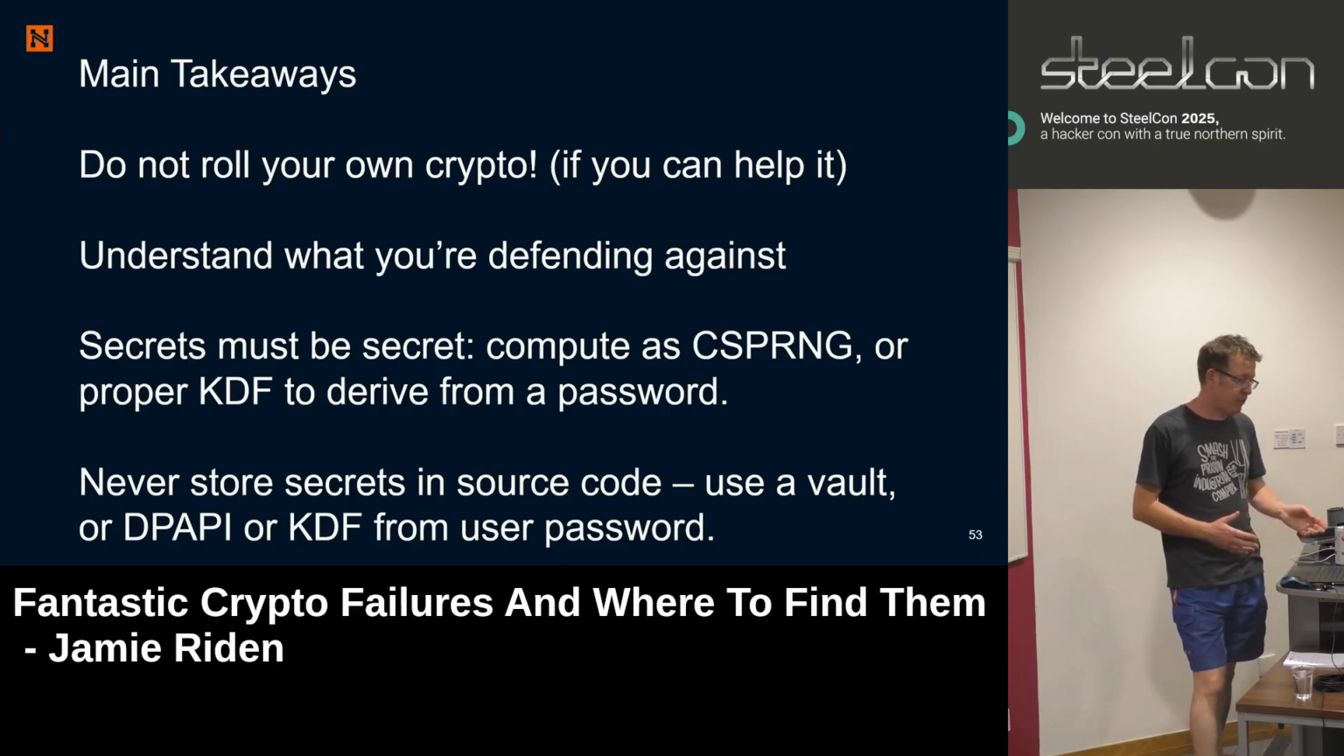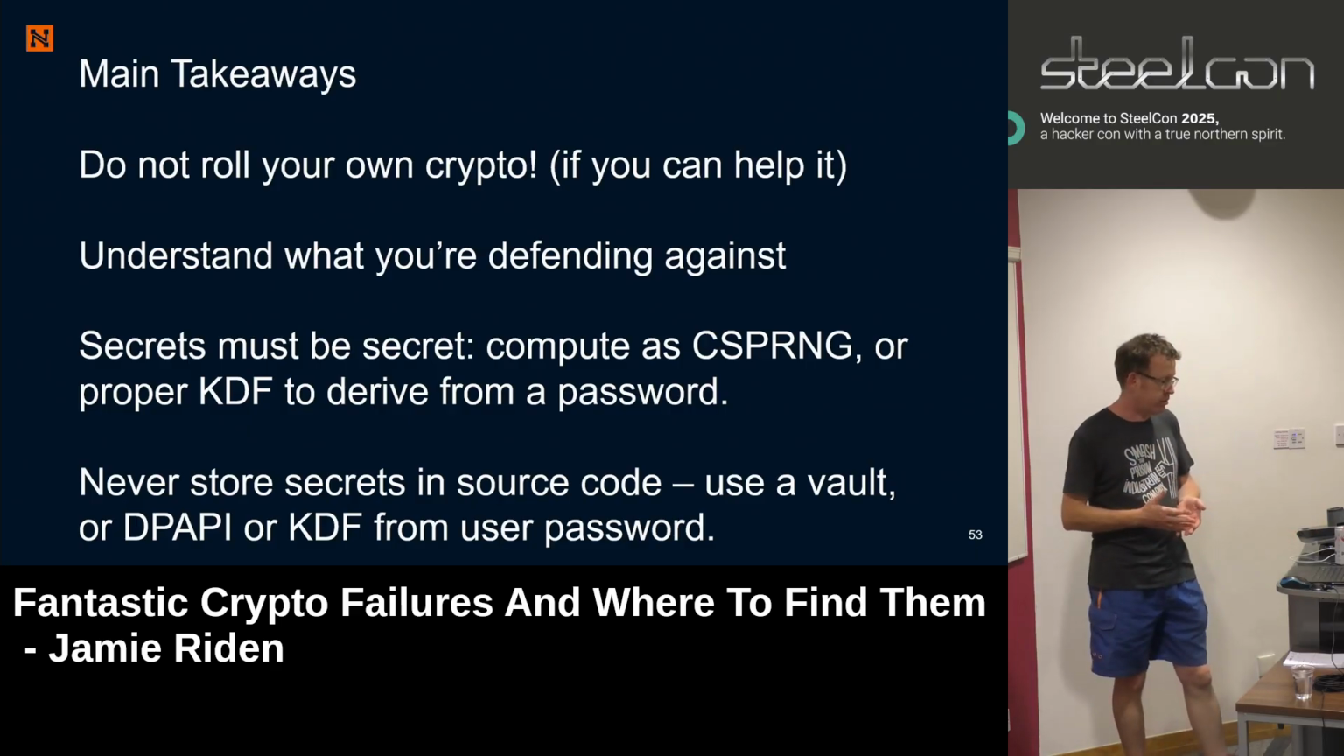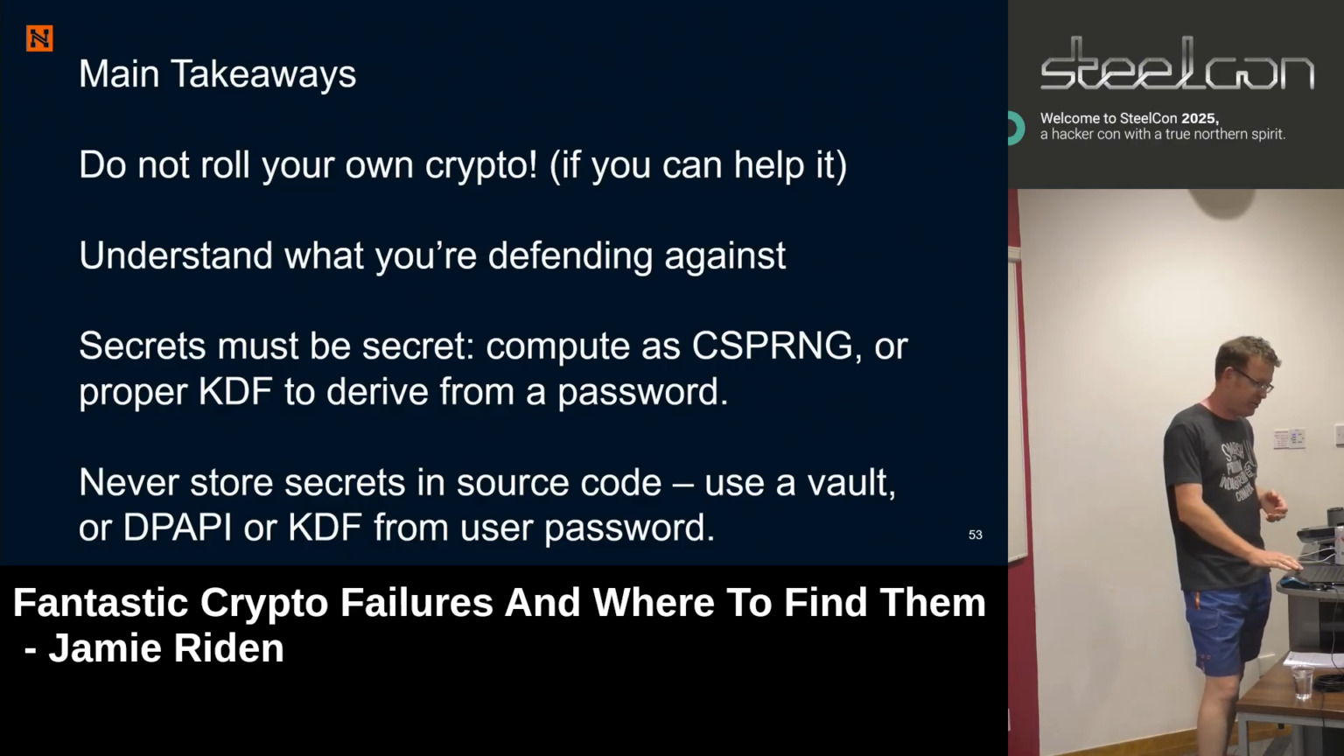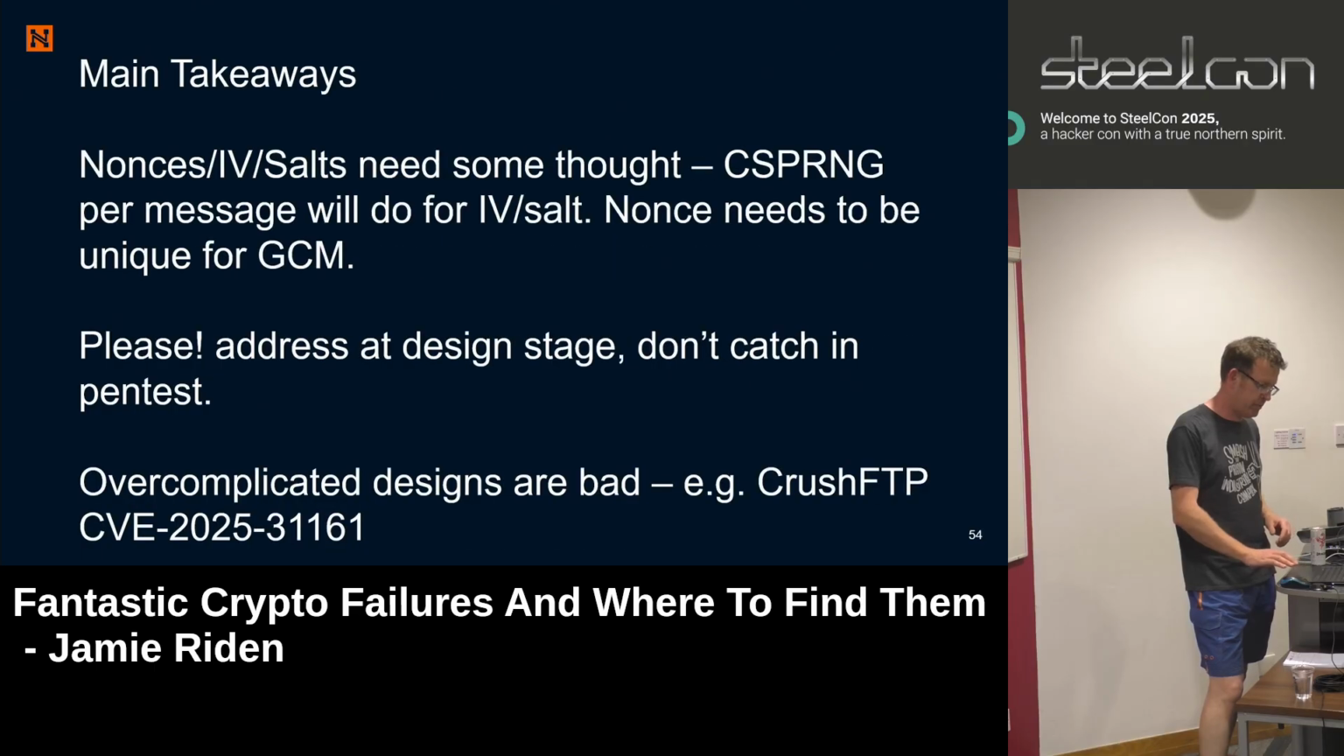The other thing we come across everywhere is secrets stored in source code. A, it's really bad because everyone can see them. B, it means they're the same across every instance of your software ever. And it also makes them really, really hard to rotate, should they be discovered. So please don't use any other way of doing it than this. There's key vaults in AWS and everything, and DPAPI on Windows.